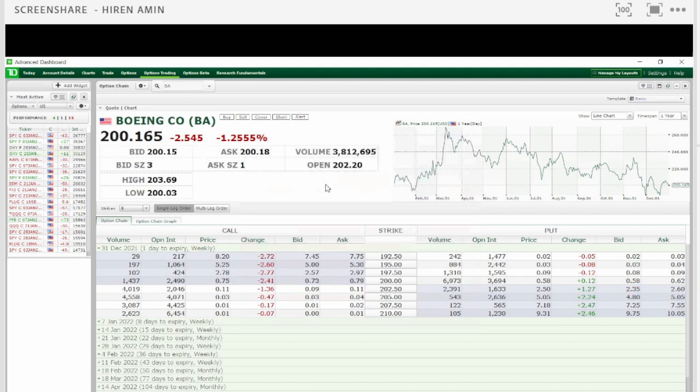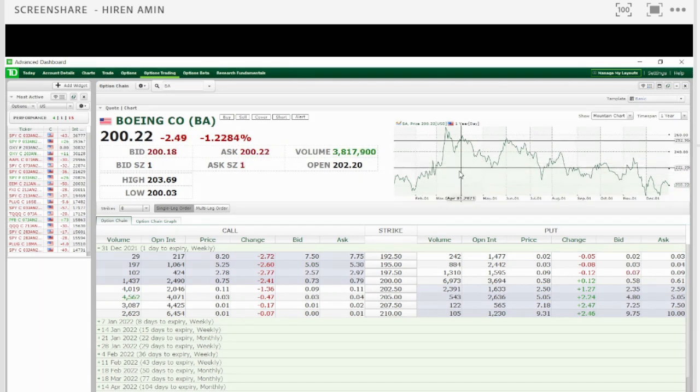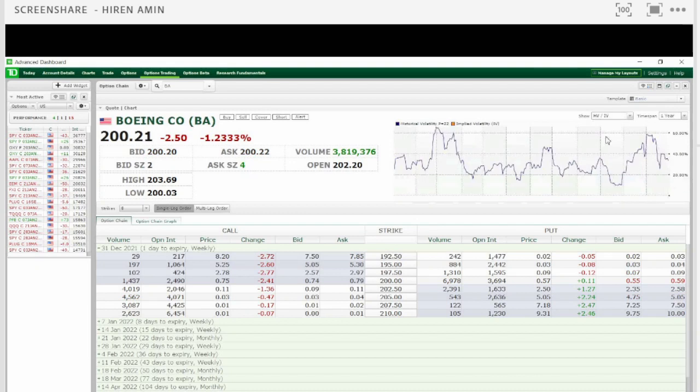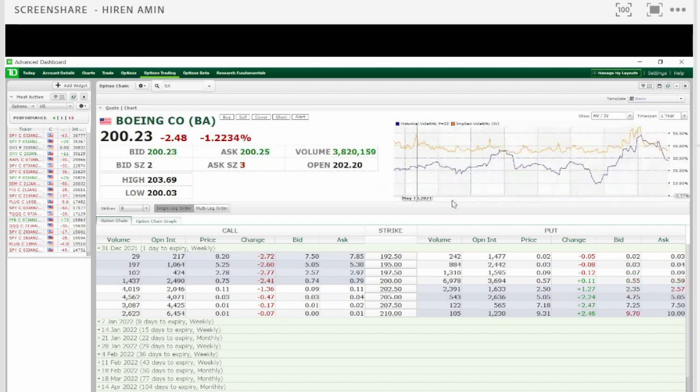Going back to this, you'll notice there's a little graph over to the right. You can adjust from the line chart to make it a mountain chart, which is just colored in. And then you can look at this one, HV and IV.